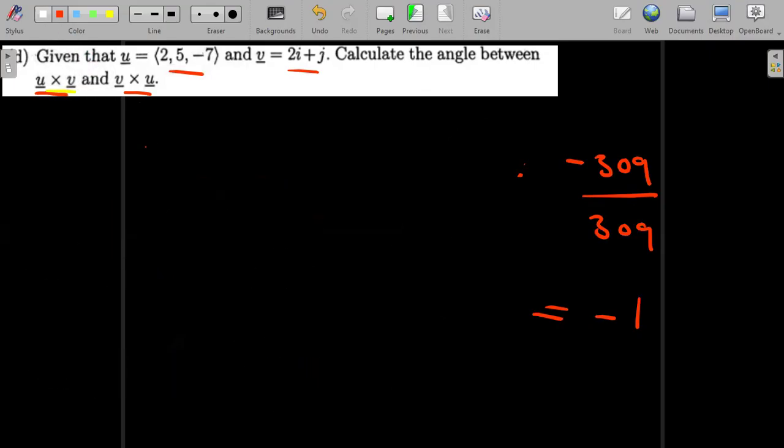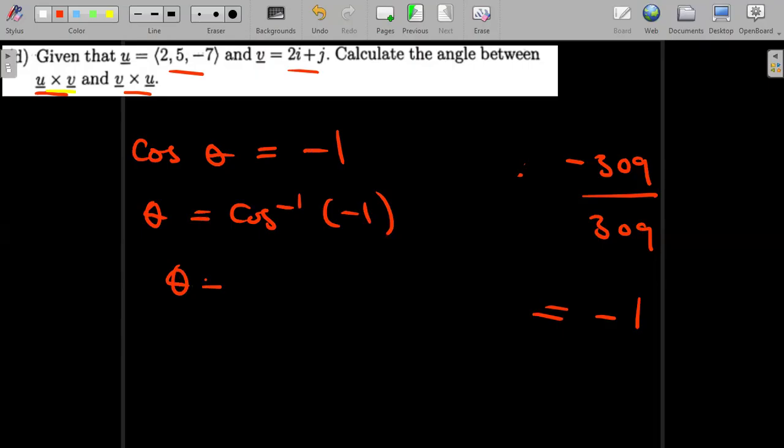So cos theta is equal to negative 1. I can find my theta by taking cos inverse of negative 1, and this gives me that theta will be equal to 180 degrees. So the angle in between those vectors is 180 degrees.